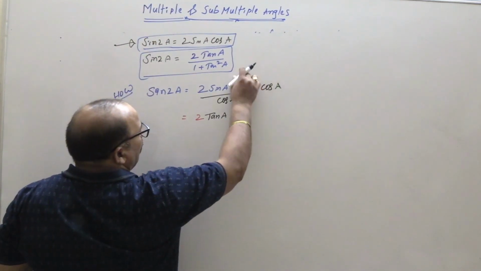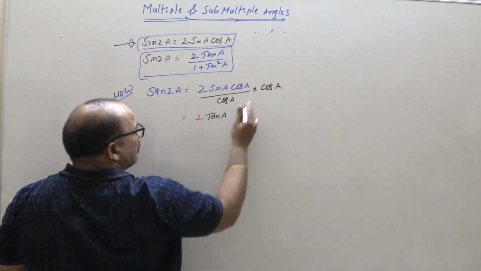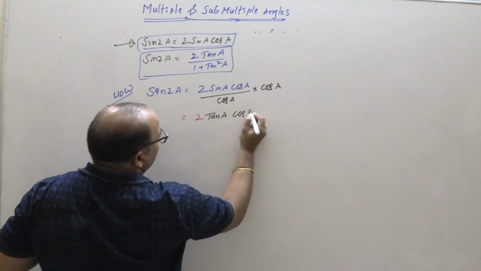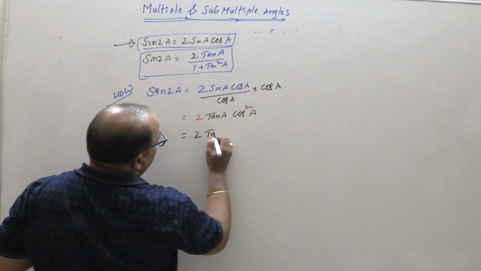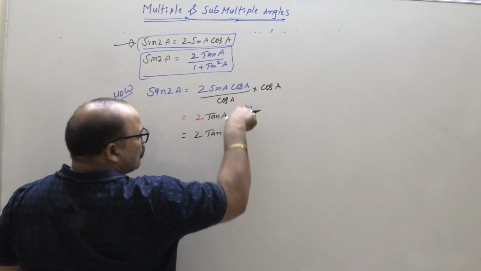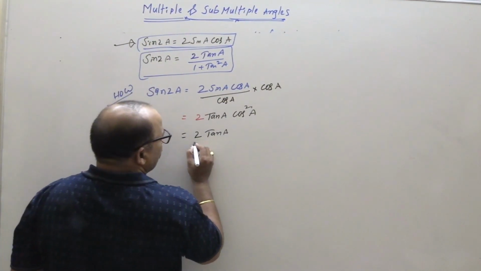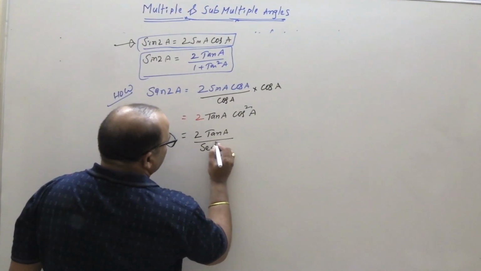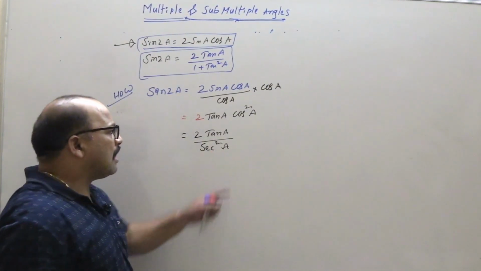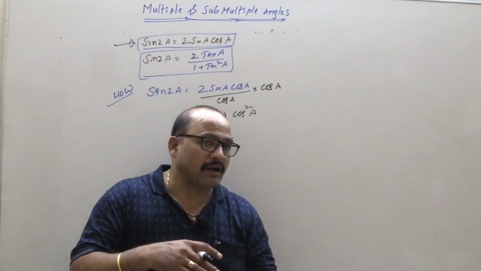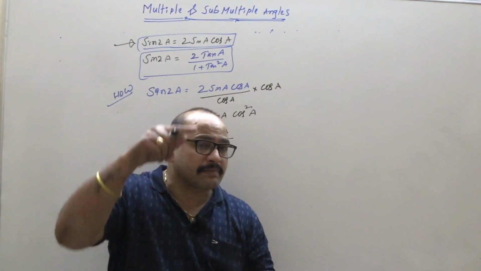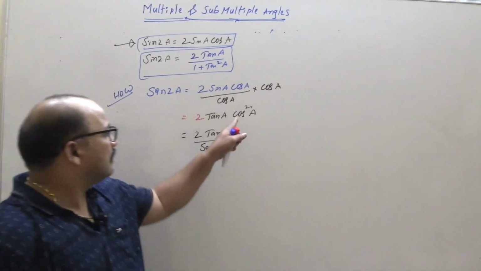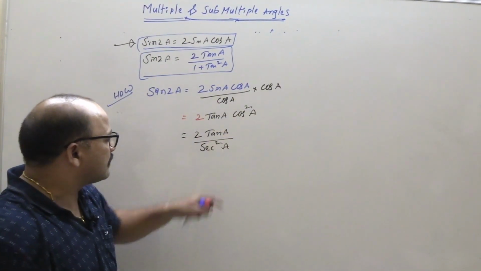Next, one cos is already there, an extra cos is there. Cos square a is equal to 2 tan a. Cos square a can be written as 1 by secant square a, students. The reciprocal of cos is 1 by secant, so the reciprocal of cos square is 1 by secant square. In the place of cos square, 1 by secant square.